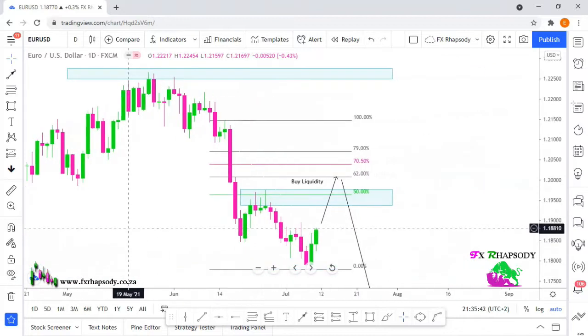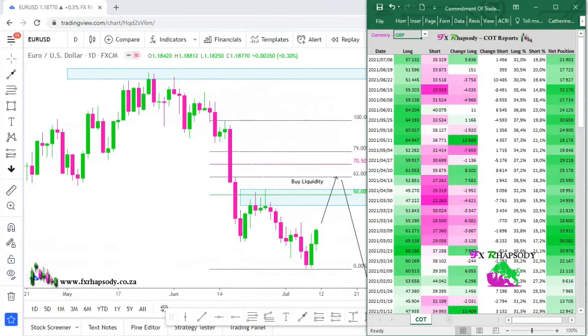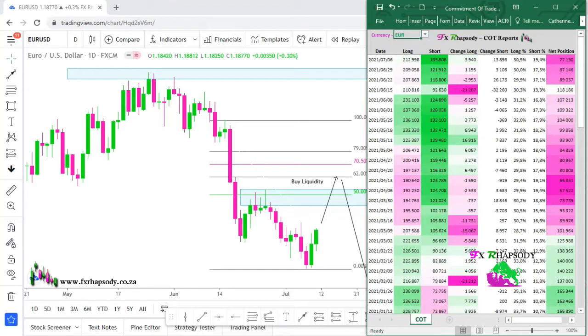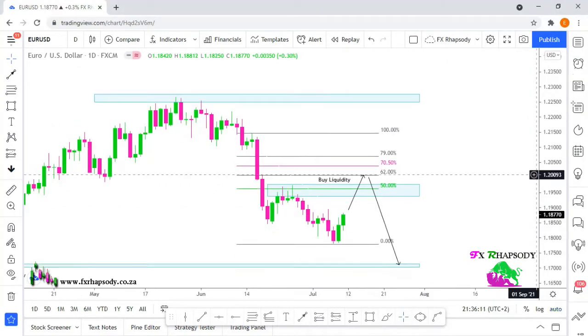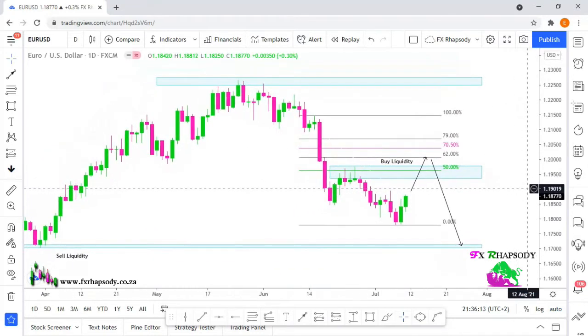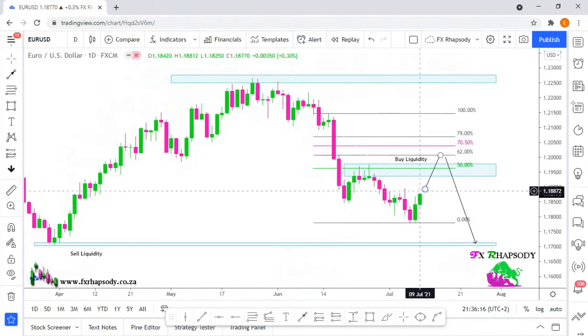Let's look at the commitment of traders. Let's see what the big banks and institutions are doing. So we're looking at the euro, and what we can see is there are a little bit more shorts being put in the market than longs. So the net position went from 118,000 to 89, to 87, to 77. So in actual fact it is getting weaker, which means it's a good sign that price, or they, are definitely hunting the sell liquidity at the bottom.